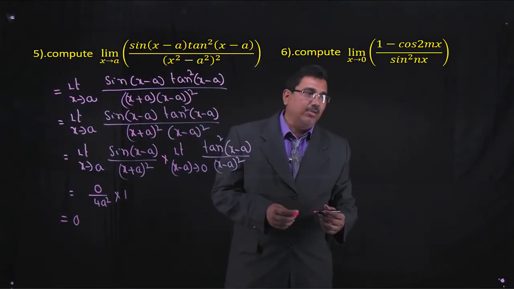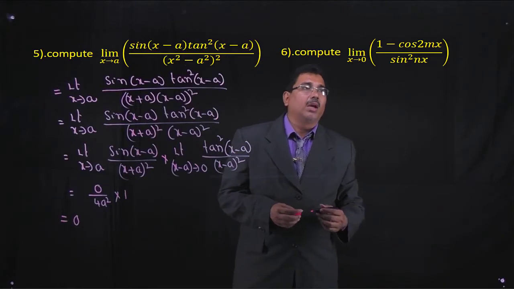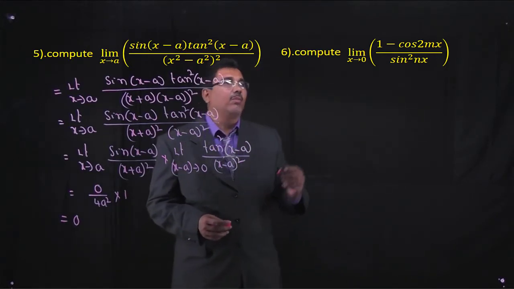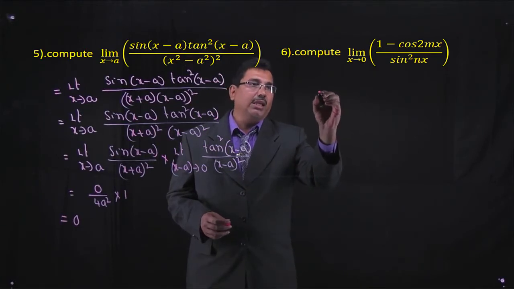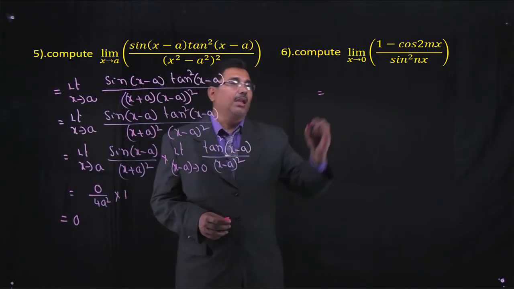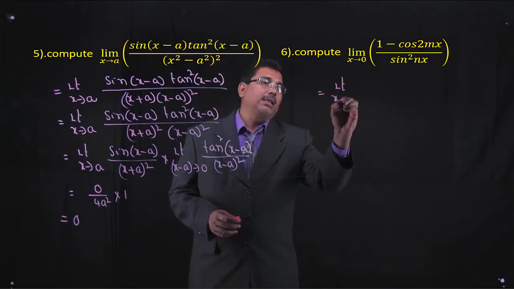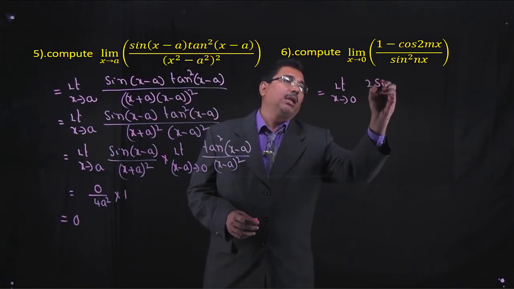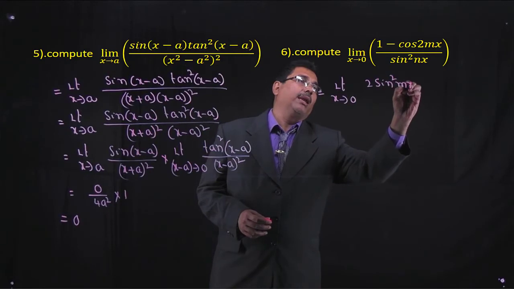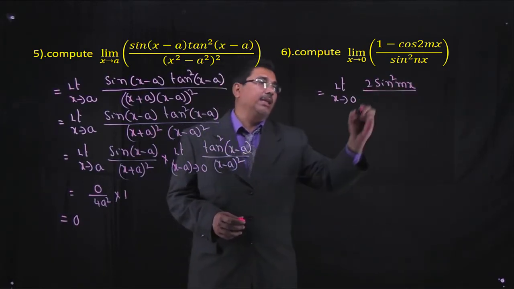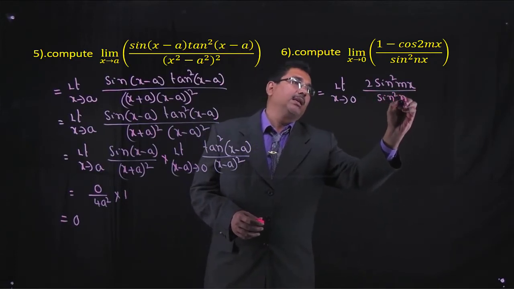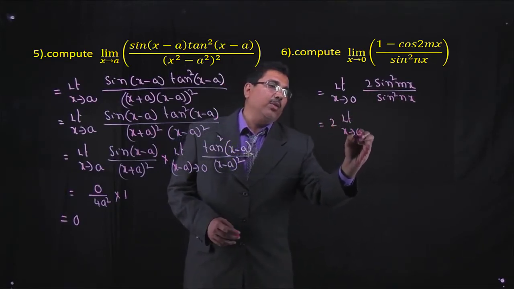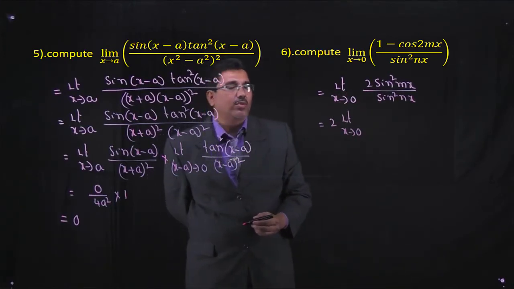Now let us see the next problem. Limit x tending to 0 of 1 minus cos 2mx divided by sin square nx. What is the formula for 1 minus cos 2a? 1 minus cos 2a is equal to 2 sin square a. So 1 minus cos 2mx is equal to 2 sin square mx, divided by sin square nx. Right? Here 2 is a constant term, so 2 times limit x tending to 0 of sin square mx divided by sin square nx.